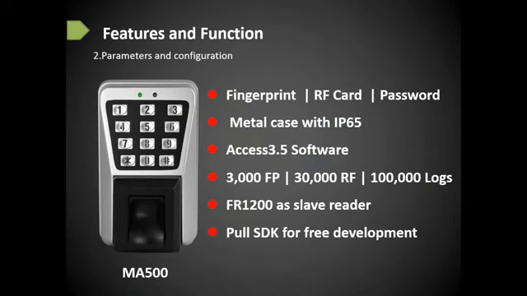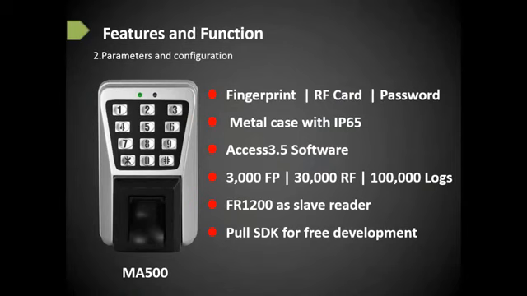And features, the verification. I'm going to give you the whole concept from the function to the features. It's significant to help you promote this device to your customers. So the MA500 includes fingerprint and RF card. The RF card includes ID card and MiFi card, and also the password function. And number two, the MA500 has a metal case and the standard protection level IP65.